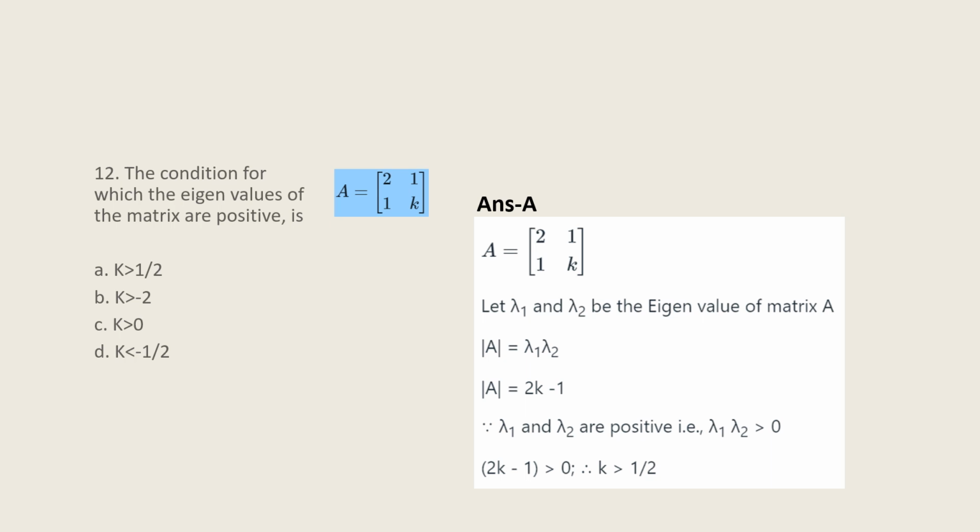So here lambda 1 into lambda 2 will be equal to 2k minus 1, which is the determinant. We know that if lambda 1 and lambda 2 are positive, then lambda 1 into lambda 2 would be greater than 0. So 2k minus 1 should be greater than 0, and when we solve this inequality, we get k greater than 1 by 2. So here A is the answer.